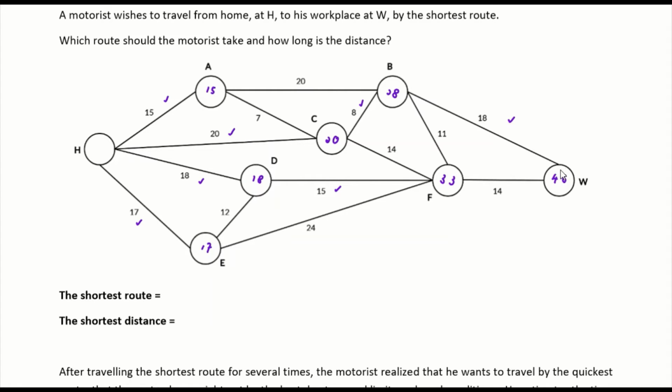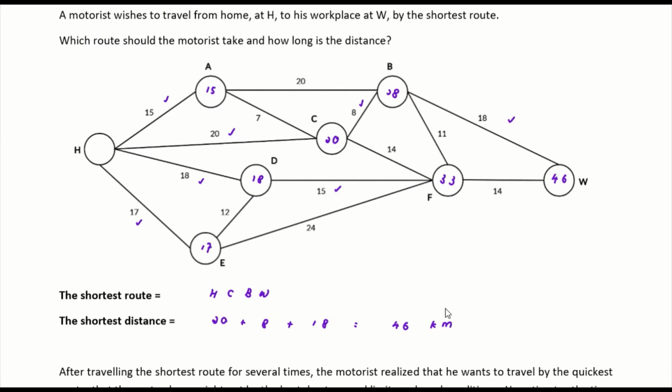Same thing, let's try to trace back from your destination at W. Then after that, your previous one is B. Then tracking back the arrow here, you have C. Check back your previous tick, then from C, it will be H. So it's H, C, B, W. So the shortest route that you can take is from your home, go to C, go to B, and go to your workplace. So the distance that you take is 20 plus 8 plus 18, and that gives you your last answer, which is 46 km.